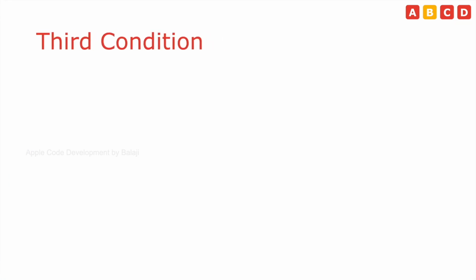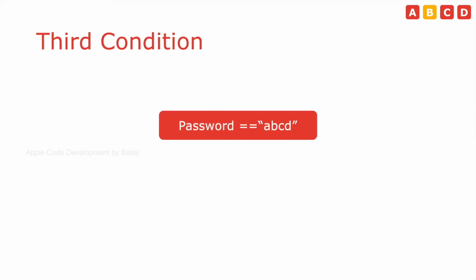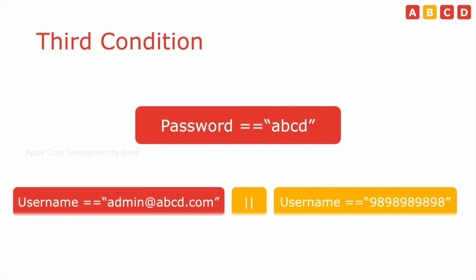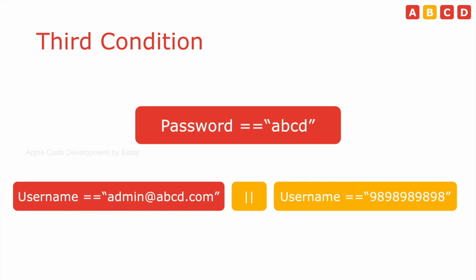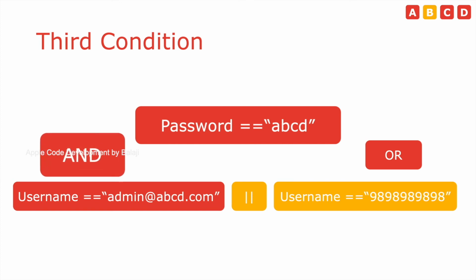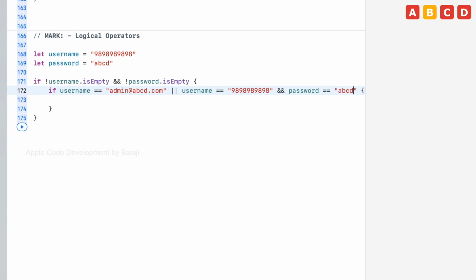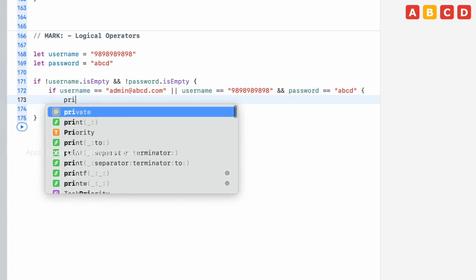The third condition is that password should be ABCD. So the condition is password double equal to ABCD. Now merge this into the existing statement. Which one shall we use? AND or OR logical operator. Here the statement must be true, so we can choose AND operator. But where will you include this in existing condition? Don't worry, add it in the last, like this. This is how we can merge it.